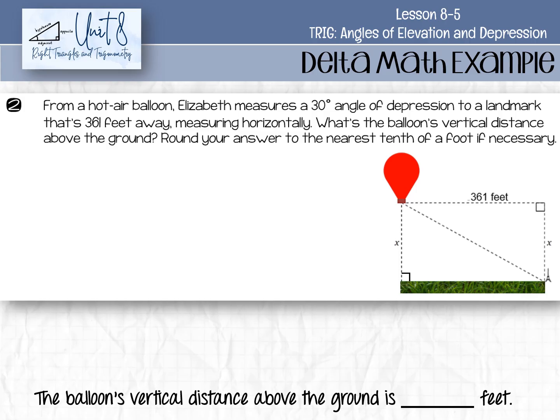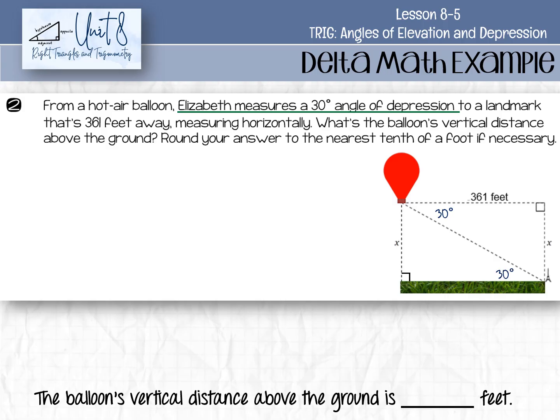Number 2, hot air balloon. Elizabeth's up there somewhere in that hot air balloon. Maybe I should add a stick figure. Doesn't matter. Angle of depression is 30 degrees to a landmark. That is, looks like Eiffel Tower. Way teeny weeny. 361 feet away. You would think it'd be bigger than that. No big deal. What is the balloon's vertical distance? So that's the X there above the ground.